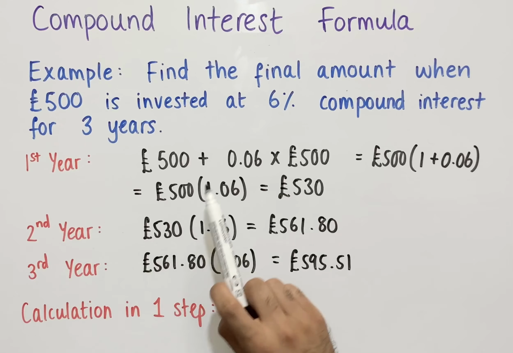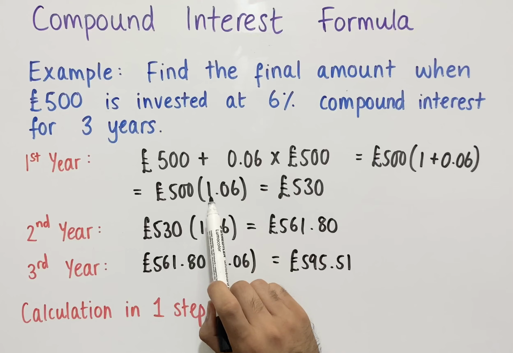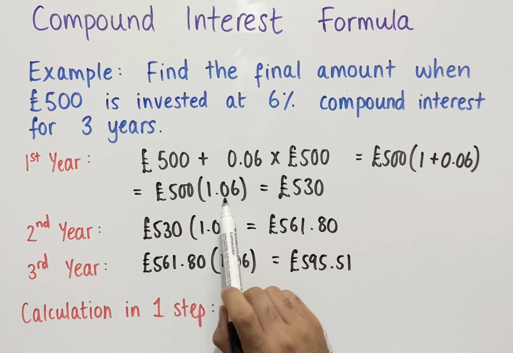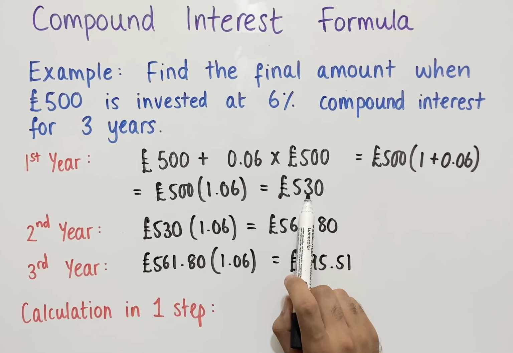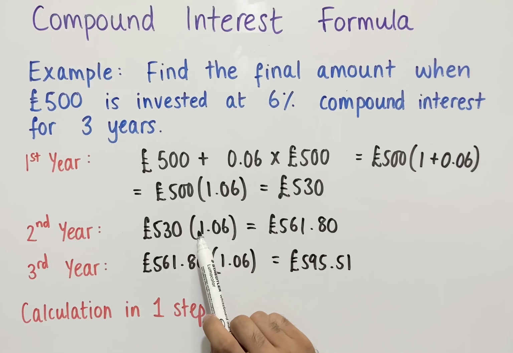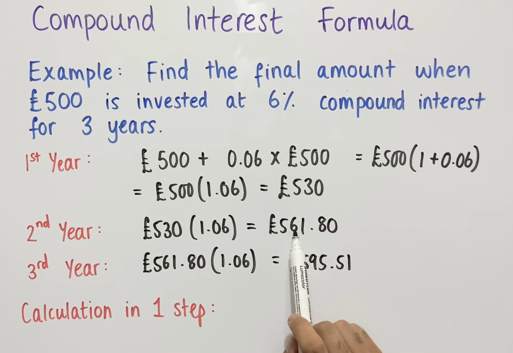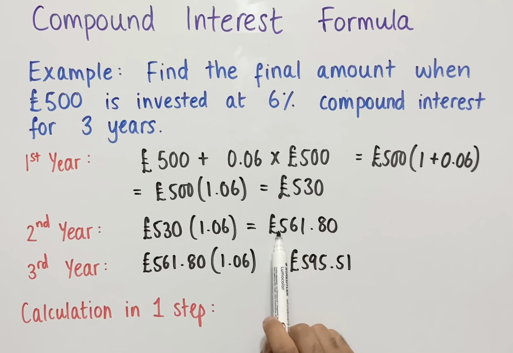But if we look at the numbers that we have within the question, we started off with £500 and we multiplied by the decimal multiplier of 1.06. Then in the second year, whatever this value was, so it was £530, we multiplied by the same decimal multiplier of 1.06 to work out the amount after the second year. And then in the third year, we looked at this calculation, and that was this value, and we multiplied by the same decimal multiplier to work out the amount after the third year. We could do this in one step in the following way.